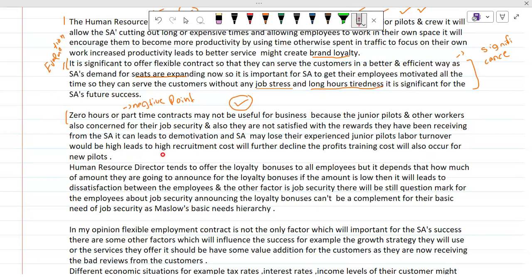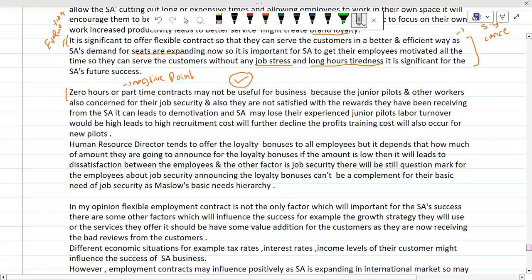So after that, what will happen? It leads to higher recruitment cost. So we know that requirements would be increasing recruitment cost as they have to search for new workers. Then this increases the training cost of pilots as they again have to train pilots according to the situation, the condition, and the authority and the organization of SA. Whatever training it is, external or internal training.